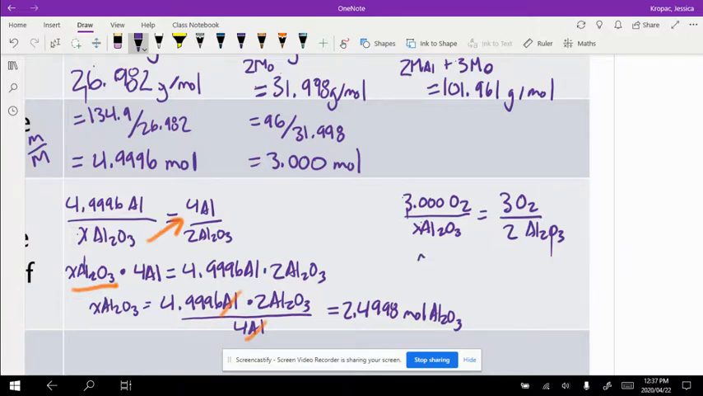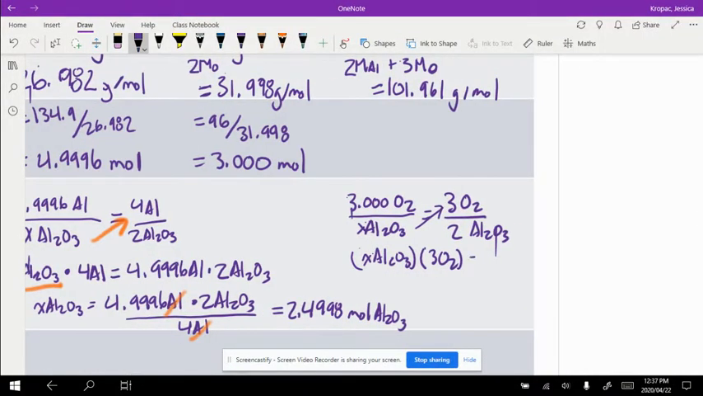So X, I'm going to multiply that by what's across from it. That's oxygen, which we got from here. That's going to be equal to 2. All right, so next up, we are going to try to get X by itself.